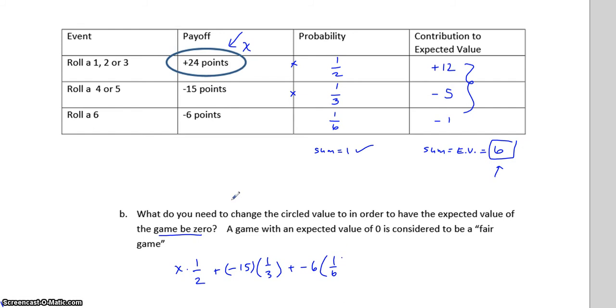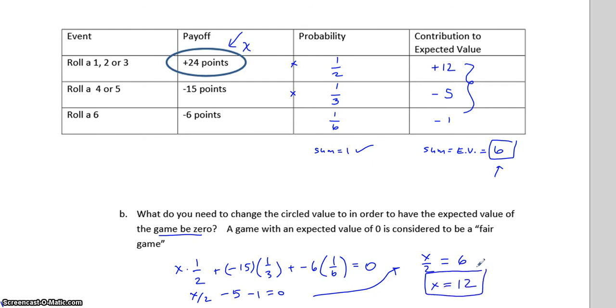Now in this case, we want to set that equal to 0. Now we just have a simple equation which we can go ahead and solve. It's going to be x over 2 minus 5 minus 1 equals 0. Keep solving up here. We have x over 2 equals 6. X equals 12. So we'd have to change this payoff here to be half as big. Positive 12 points would have it be a break-even game.